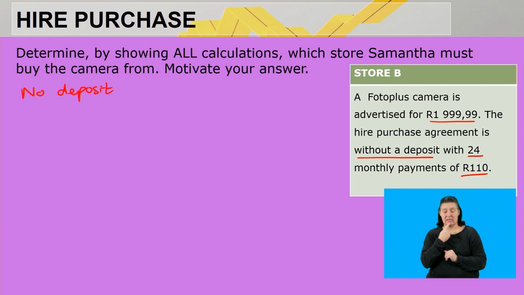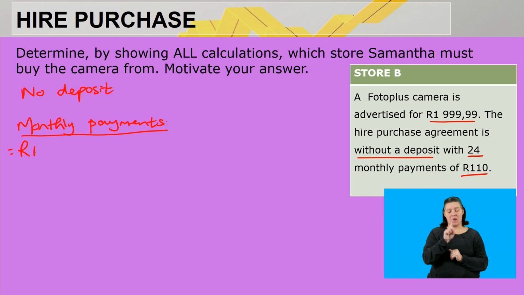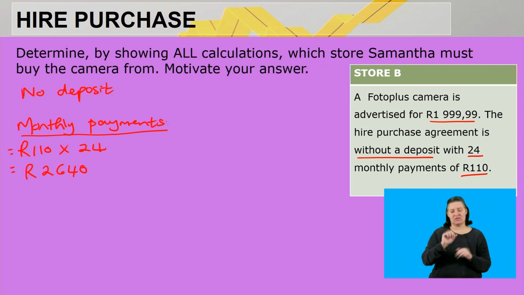No deposit is required, but there will be 24 monthly payments of 110 Rand. So therefore, I go and I say, okay, the monthly payments, your monthly installment, let me note that down. Monthly payments. That will come to 110 Rand every month for a period of 24 months. So let's key that in. 110 multiplied by 24. That will give us 2,640 Rand.